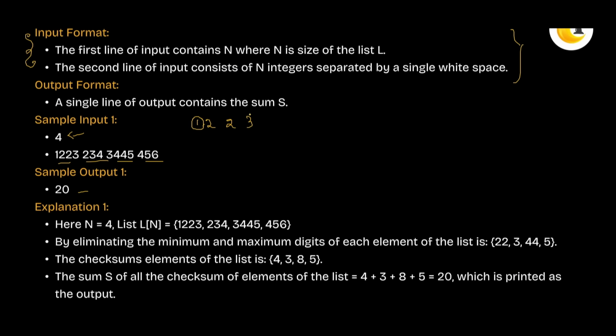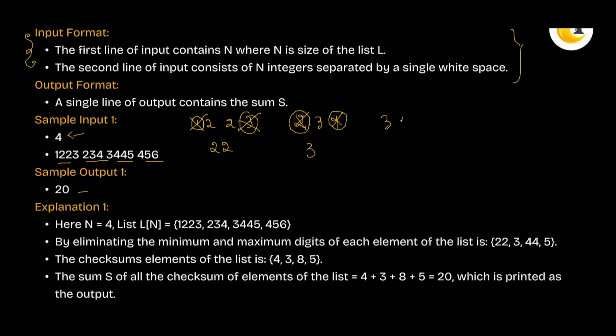1 is the minimum, max is 3. So you have to remove these two. What will you be left with? Only 22. Then what is the next one? 243. What is the maximum? This and this, right? So what are you left with? 3 after removing these two.